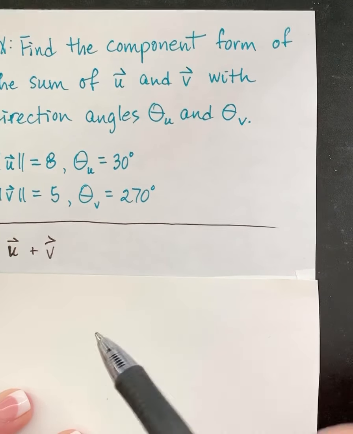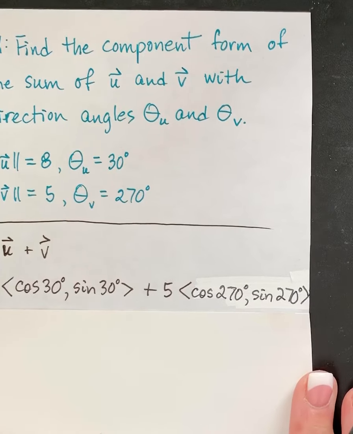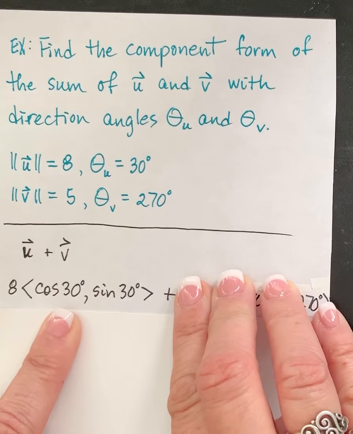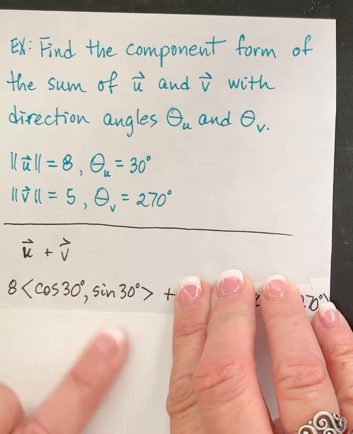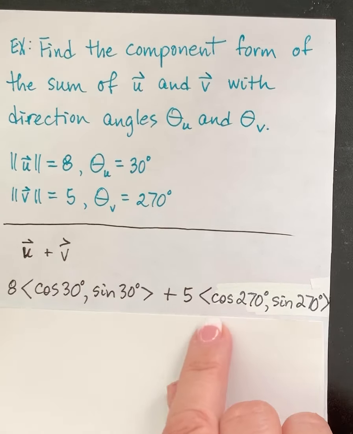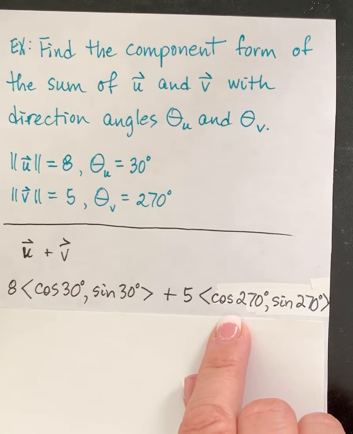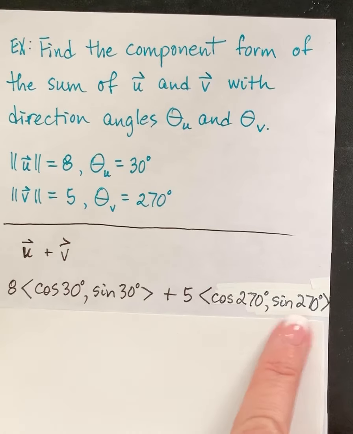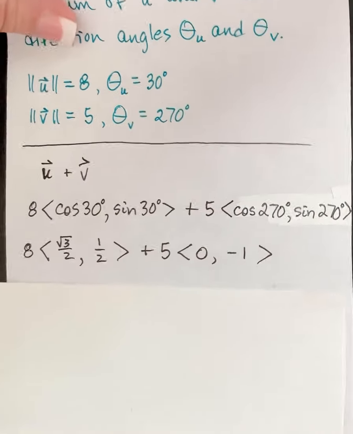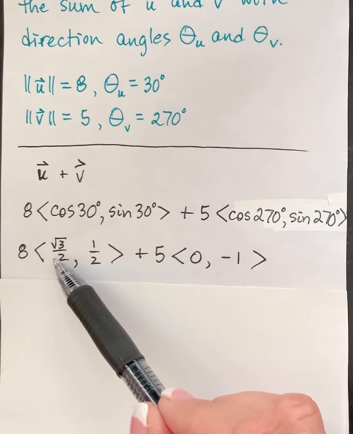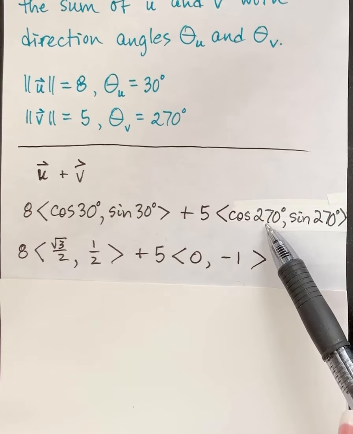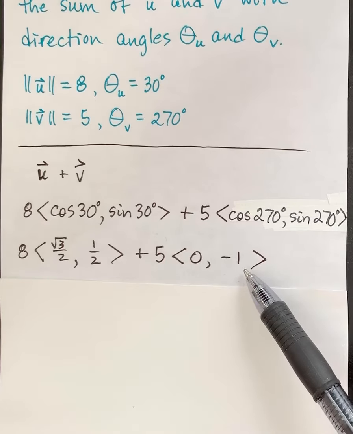So if I write these in their component forms, u is going to be 8 times cosine 30 degrees comma sine of 30 degrees. V is going to be 5 times cosine 270 degrees comma sine of 270 degrees. Basically, I can just work out what the sine and the cosine are of each one of these angles. These are special angles, so I don't need a calculator. The cosine of 30 degrees is √3/2. The sine of 30 degrees is 1/2. The cosine of 270 degrees is 0, and the sine is -1.